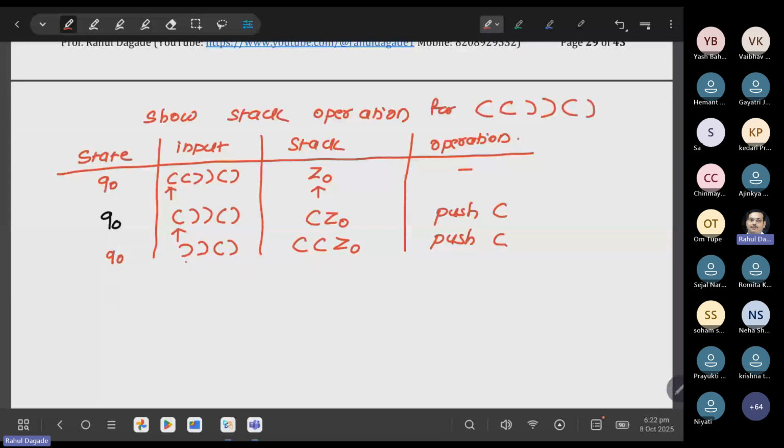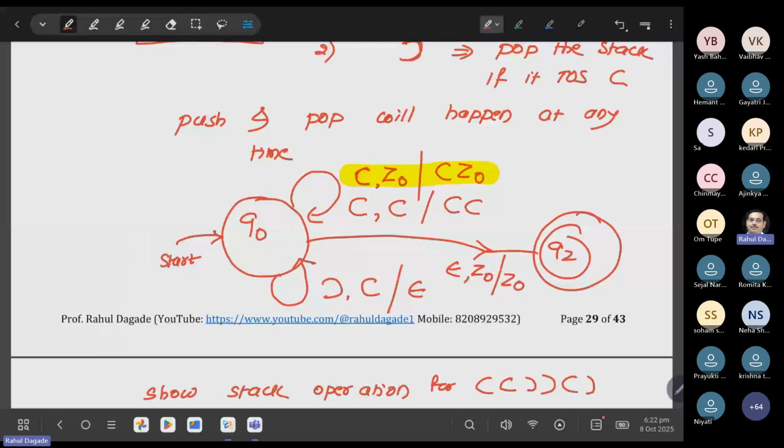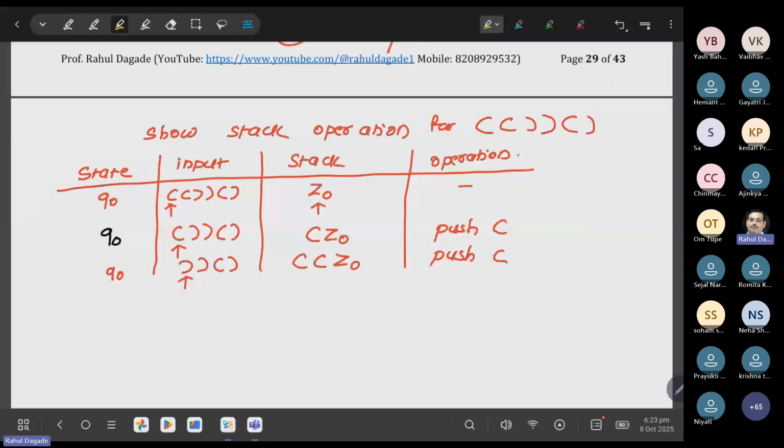Now it has come to a closing parenthesis. So what are we doing for a closing parenthesis? If the top of the stack contains an opening parenthesis, then pop it. So here, this is a closing parenthesis and the top of stack contains an opening parenthesis. Therefore, it is in the same state q0. The input is consumed, so the remaining input is this opening, closing, and this is popped. So remaining is c z0. So the operation is a pop, and we have done it.